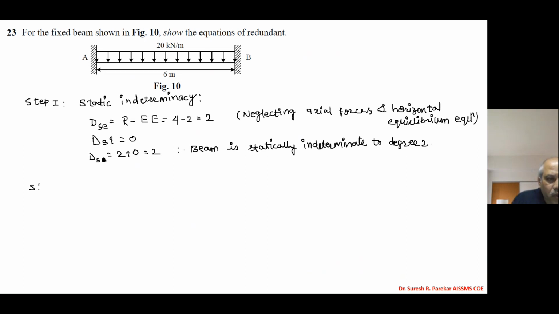Then we have step 2. Now we have to consider redundant. Selection of redundants.